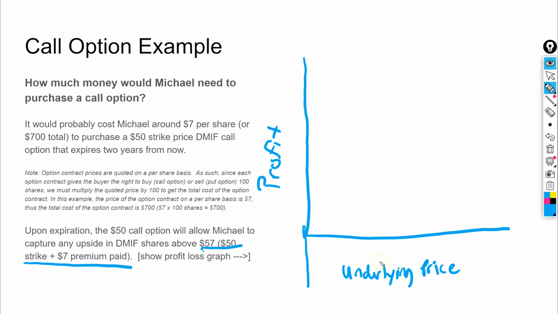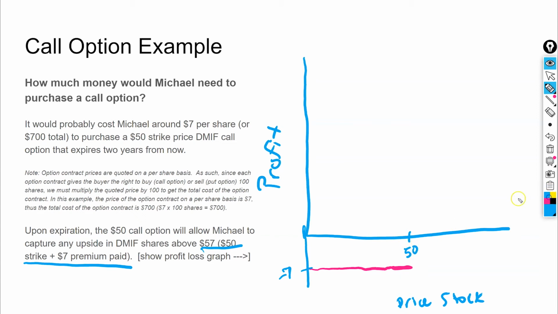Now, we know he pays $7 per share, right? So he's going to lose that $7 for sure if the stock price is, so let's say this is the 50 strike, right? I'm going to get rid of this. So this is the price of the stock, the underlying stock. So let me switch colors here maybe. He's going to lose that full $7 anywhere where the stock price is trading below 50, right? So if it's trading at 50 or 45 or say 40 down here, he will lose $7 or $700 because you got to multiply it by 100, like we explained.